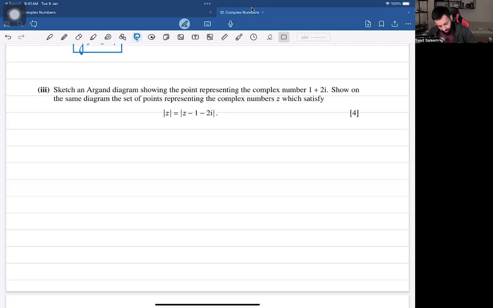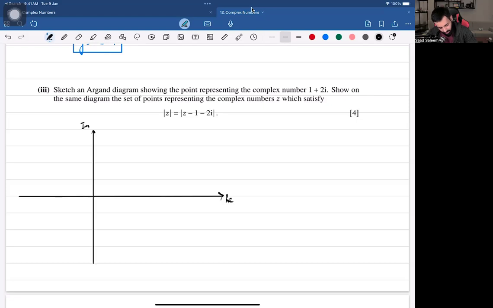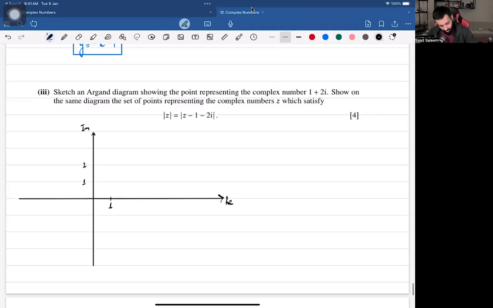So this is the real axis, and this is the imaginary axis. Now, first of all, the question says sketch an Argand diagram showing the point representing the complex number 1 plus 2i. So somewhere over here is 1, here's 1, here's 2. So here it is, the complex number 1 plus 2i. Okay. Now you can just mark a point, or if you want to draw a line, that's up to you.